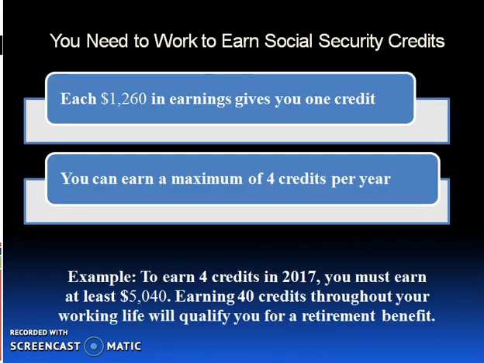So in 2017, you will need to earn $1,260 of earnings per credit, and you can get up to a maximum of 4. So that amount will come to $5,040. If you make $5,040 a year, you basically earned your 4 credits for that year.